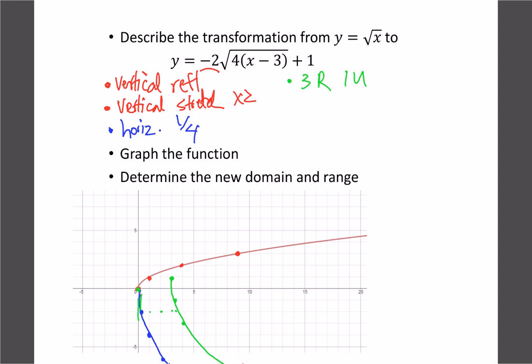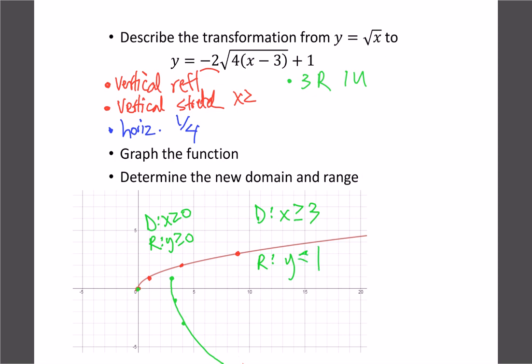And if we needed to, just like we did before, we could then figure out our domain and range. So on our original graph, our domain was x is greater than 0 and y is greater than 0 for the range. So now we can see that actually changed. Our domain now is x is greater than 3. And our range, we're starting at +1 and going downwards, so now our y is less than or equal to 1.